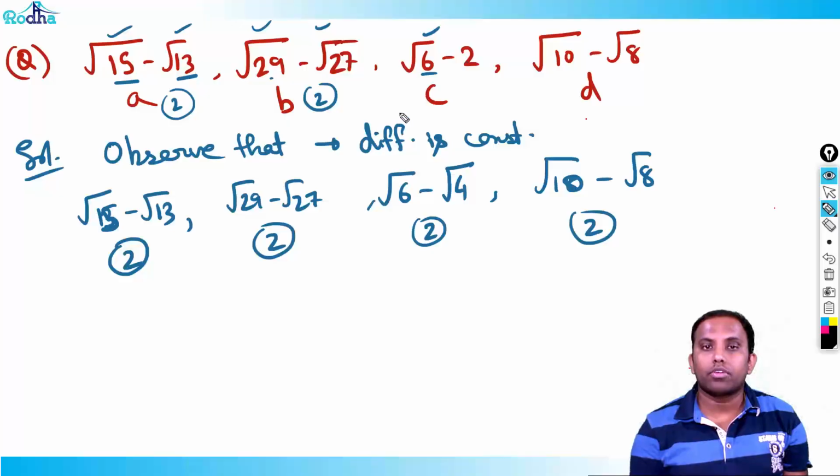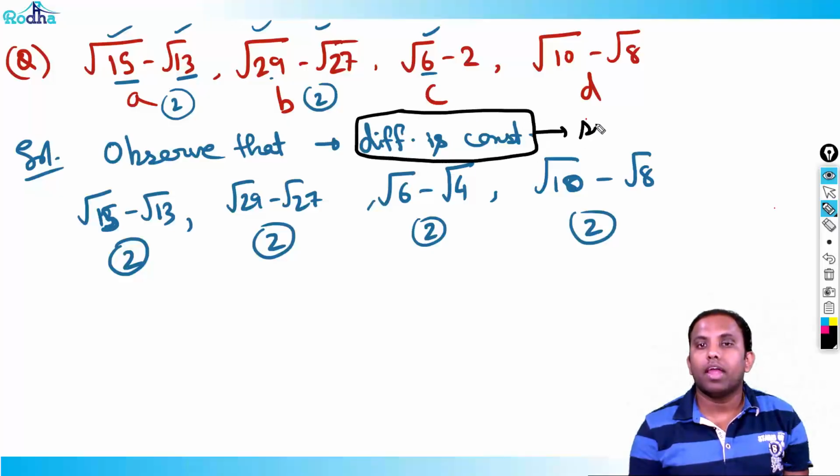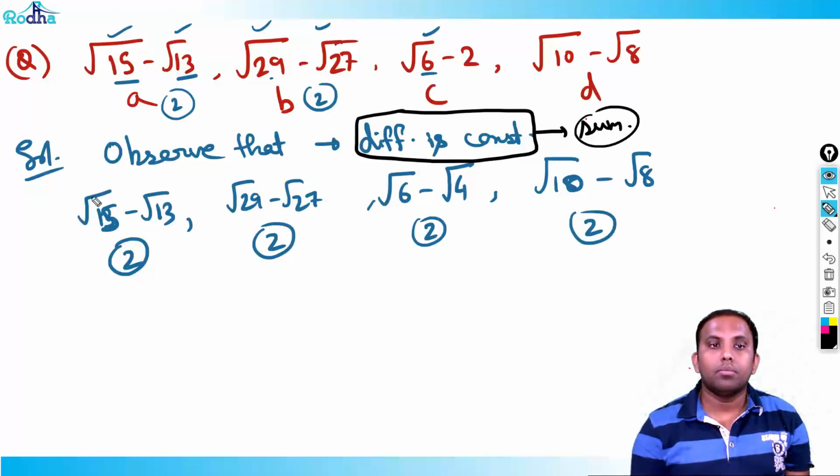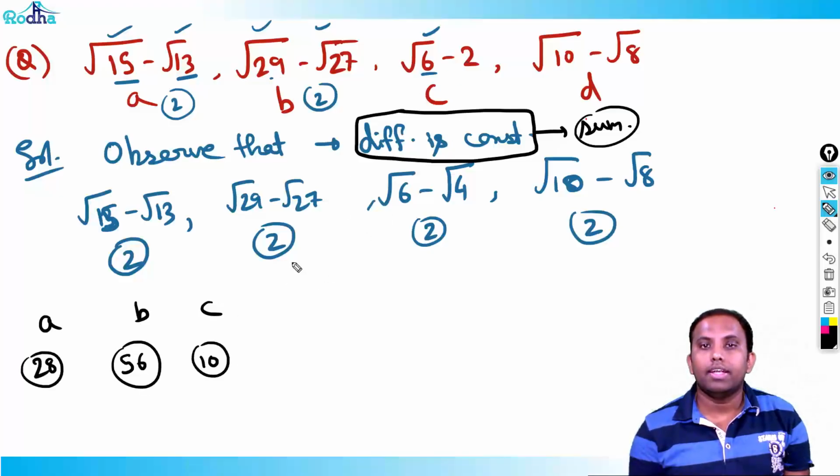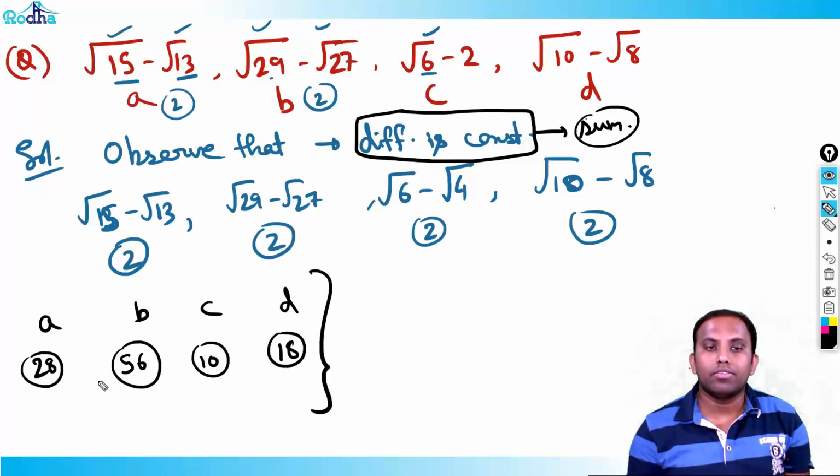if the difference is constant, what is the rule? We'll write the sum, and more is the sum, less is the value of that surd. So what is the sum here? In A, the sum becomes 15 plus 13, 28. In B, 29 plus 27, 56. In C, 6 plus 4, 10. In D, 10 plus 8, 18. So more is the sum, lesser is the value of the surd.